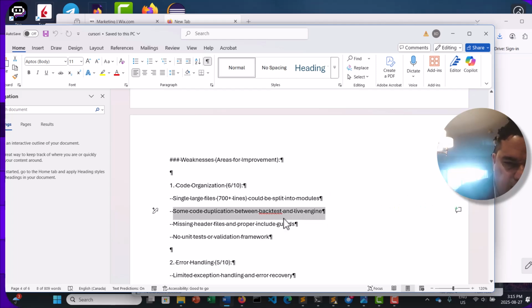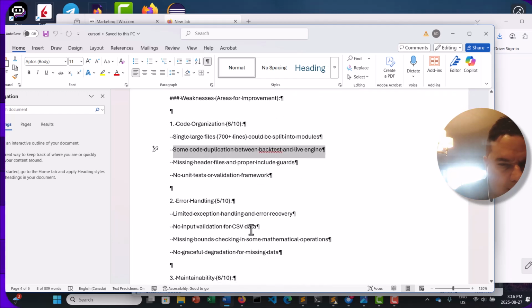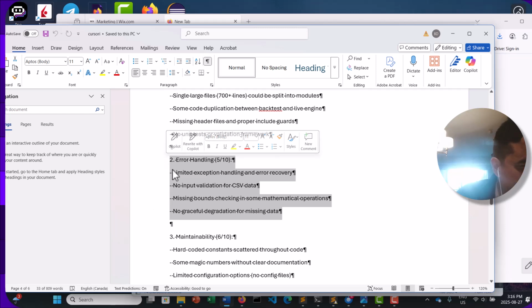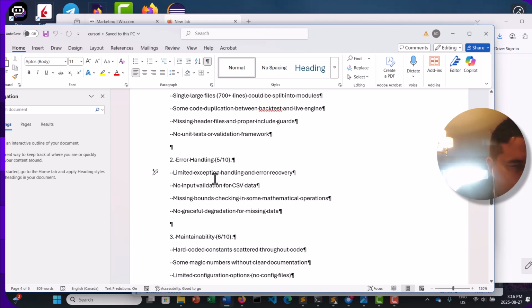Some duplication between the back test and live engine. We know that, as I said, same use case, so that's pretty evident. Header files and proper include guards. Again, I'm just keeping it raw. No unit testing. I'm good. I mean, what, are we employed here or something? Error handling. Okay, this is another thing I'll put in there. But again, I could put these as features in my prompting if I really want to do that. But why bother? Because it just bloats the code, which you really don't want.